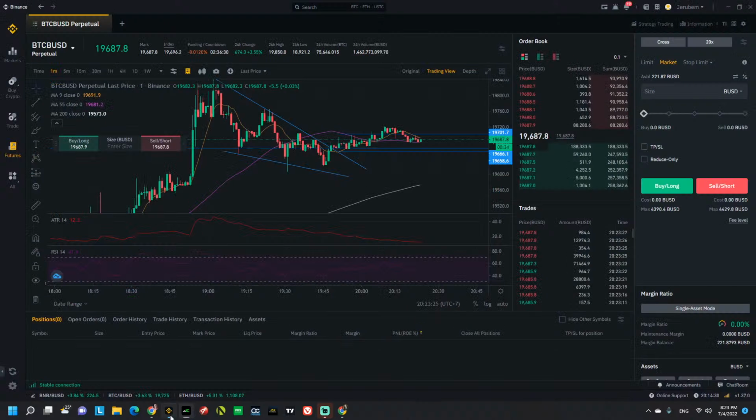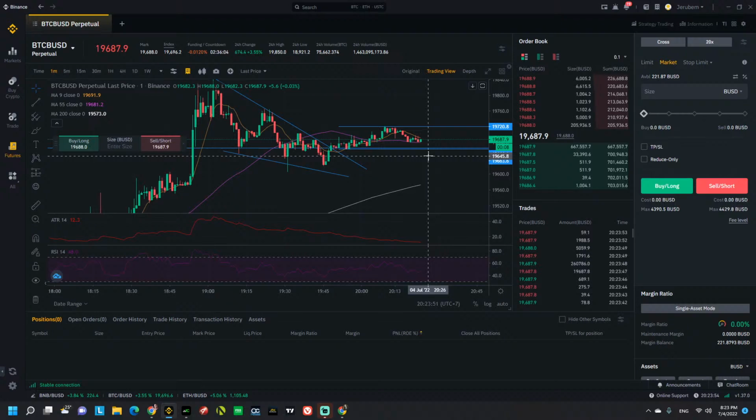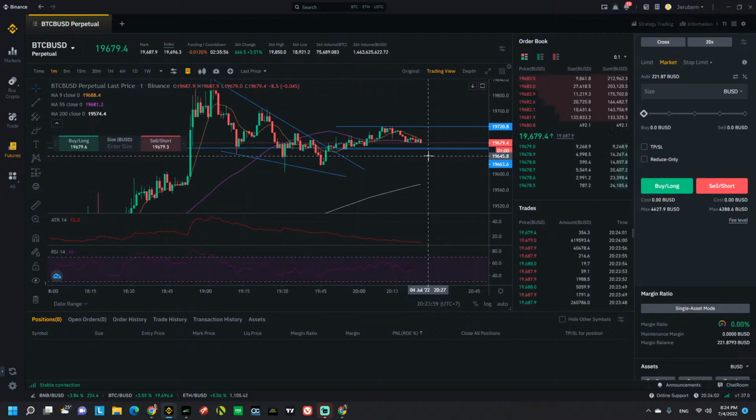Okay, let's look at crypto first. Yeah, see, it was really working in our favor. So right now it's in a sideways market. Don't really want to trade it until it breaks.